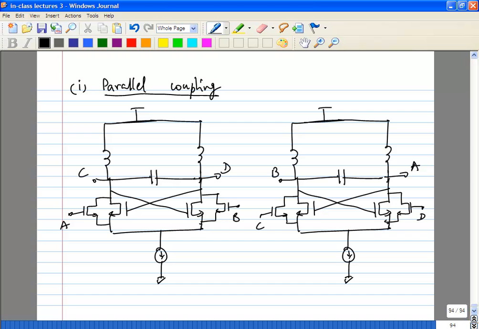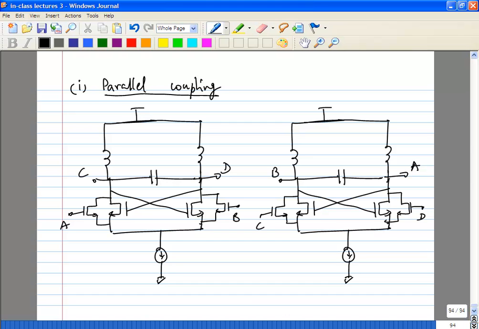So let's say the outputs of the oscillators are AB and CD. So the way we are going to connect the couplings is, on one oscillator the outputs C and D are going to go directly, on the other one we are going to take the output and then flip them over and then connect them. Okay, and this will give you your quadrature.